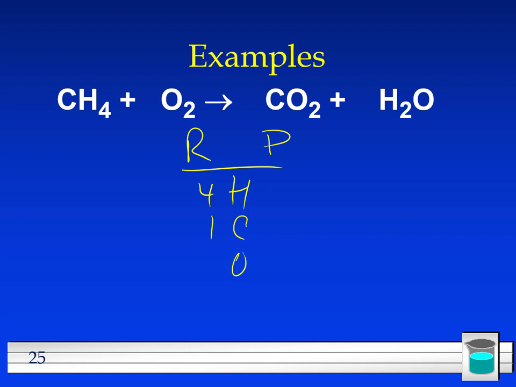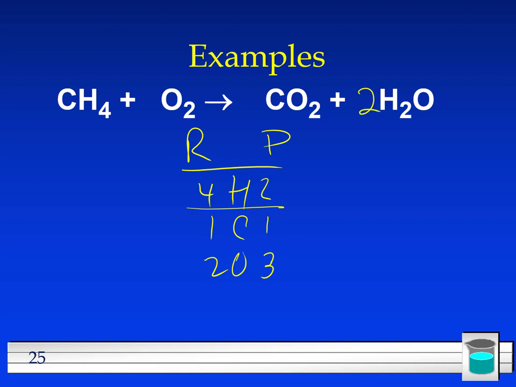4, 1, 2, 2, 1, 3. So I'm not going to fix the O. So if I'm not going to fix the O, I should fix the H. Sorry, my table's in a different order. It doesn't matter what order it's in. So I'm looking at H. It's not balanced. I can only make numbers bigger, so the product side has got to be a 4. So I can put a 2 in front of that.